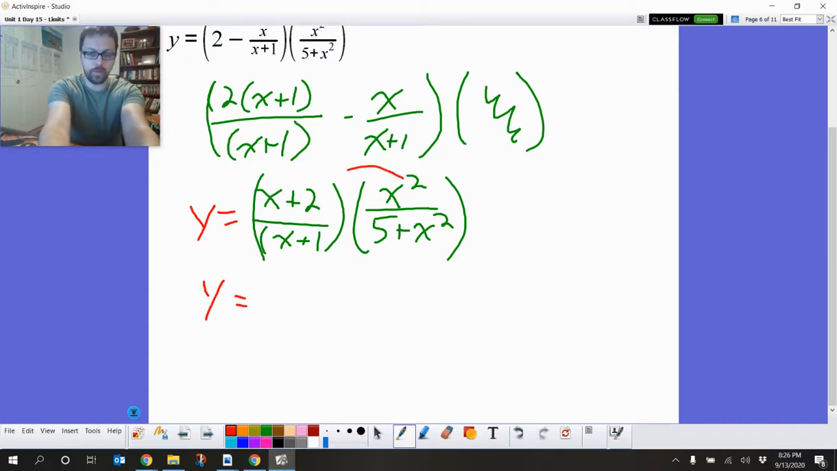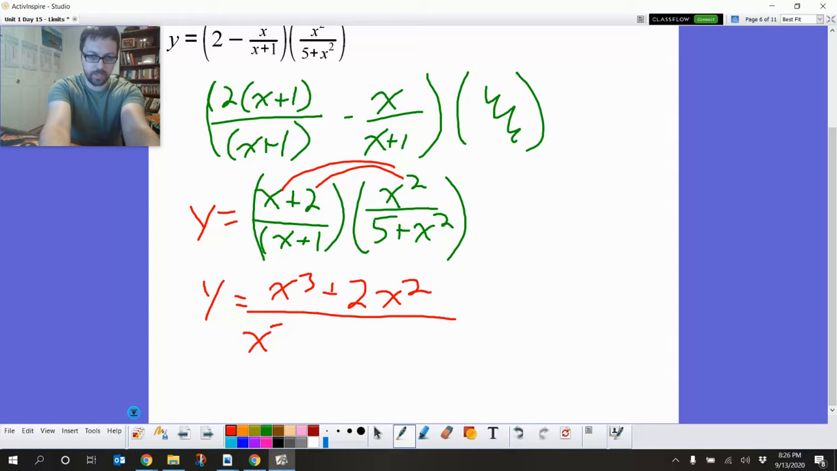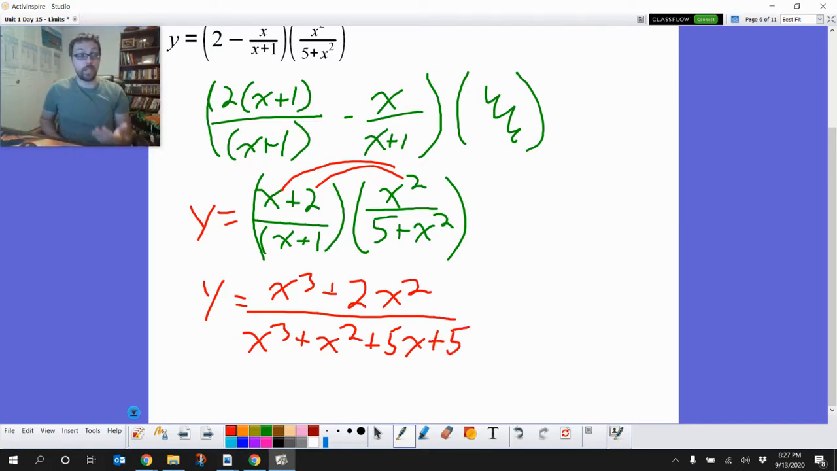So now in our numerator, we're going to multiply this by these two things. So we get x cubed plus 2x squared. In that denominator, we have to FOIL. So we end up with x cubed plus x squared plus 5x plus 5. Okay, so now I check those leading coefficients. My leading coefficients are 1, so they're the same. So the degrees are the same.